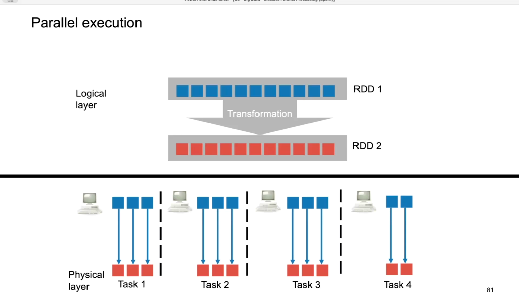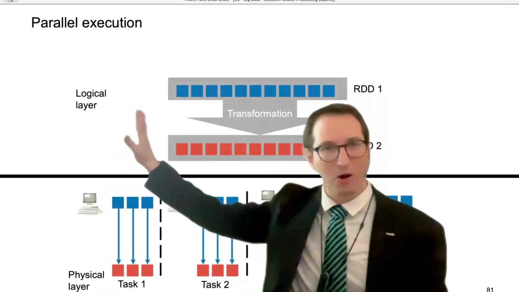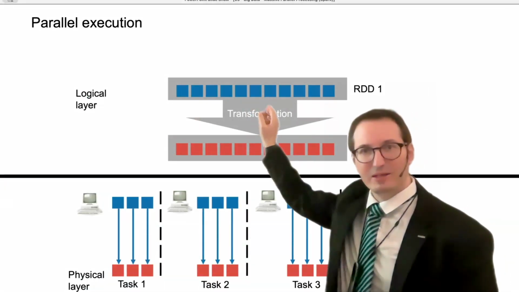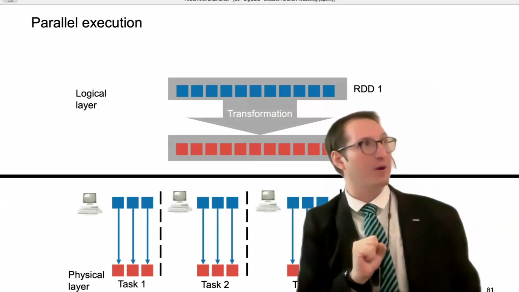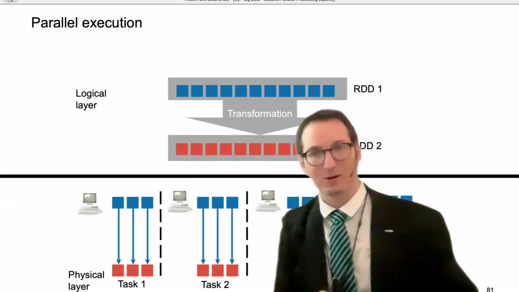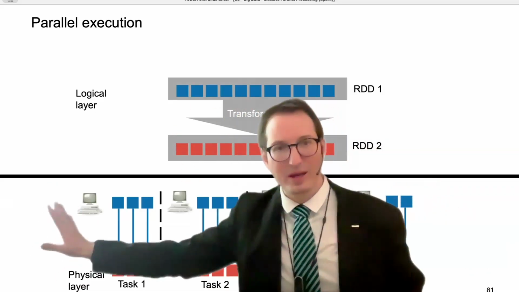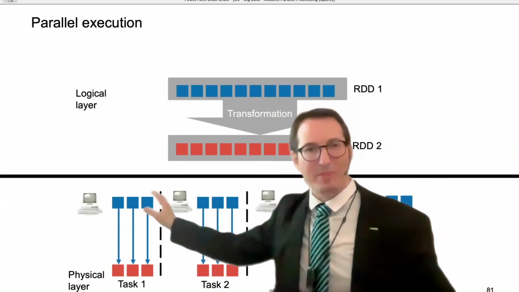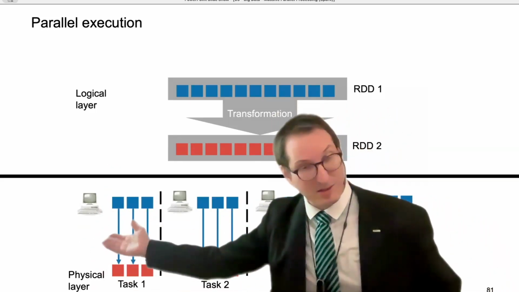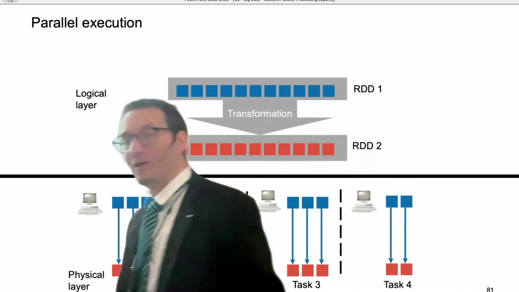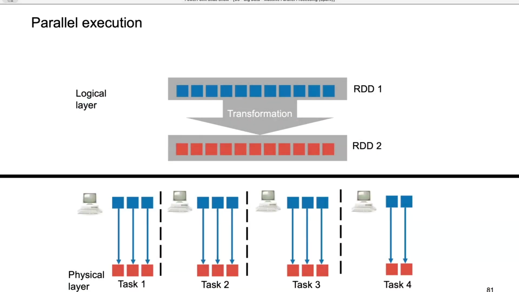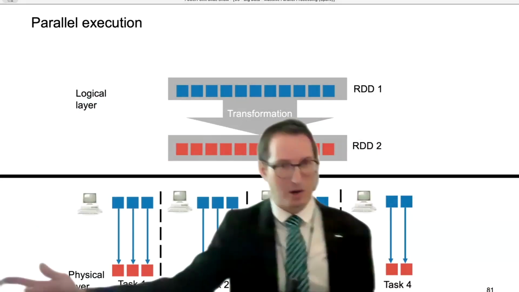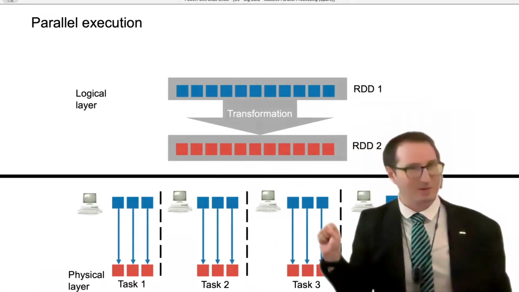Not surprisingly, again, we have the logical layer, upon which we have an RDD that is mapped by a transformation to another RDD. And on the physical layer, we spread all of this on multiple machines, where every machine gets one batch that we call a task and executes the query. These would be the slots. So here I have 4 slots and 4 tasks, okay?